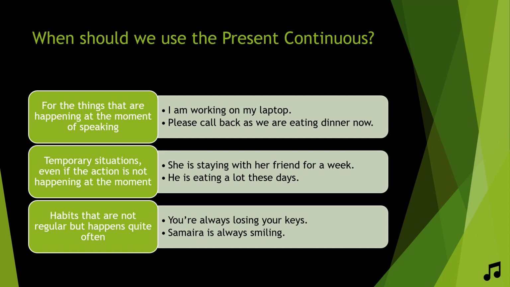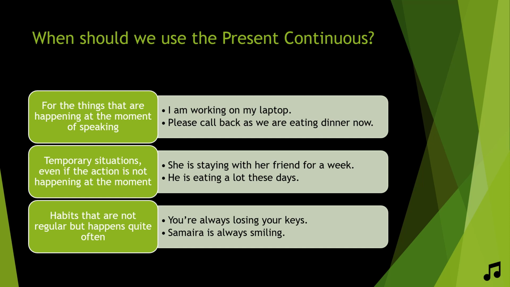Next is temporary situations, even if the action is not happening at the moment. For example, she is staying with her friend for a week. He is eating a lot these days. That doesn't mean that he is eating continuously, but this is something which is happening during these days. So this is a temporary situation.